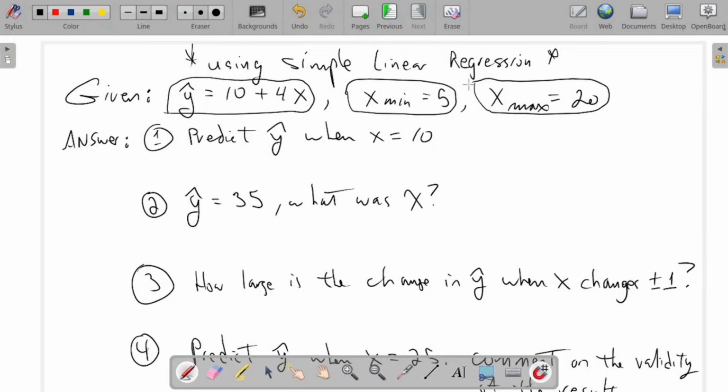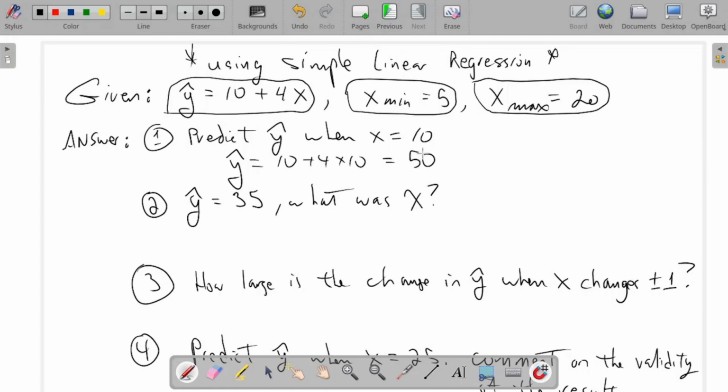So question number 1. Predict y hat when x is equal to 10. Well, this is simply a matter of plugging 10 into the equation and seeing what we get. So here's 10 plus 4 times 10. So this is 50. It really is just that easy.